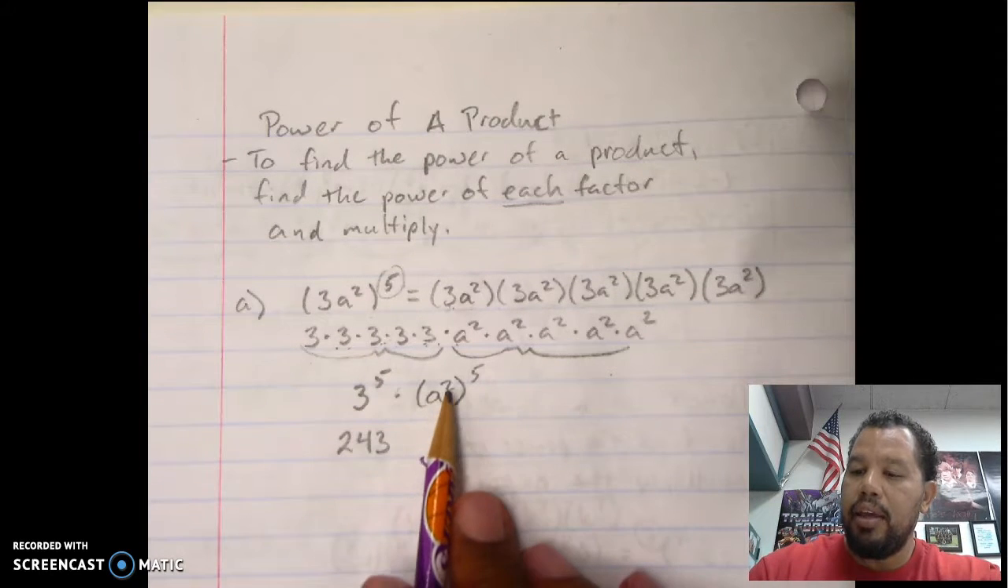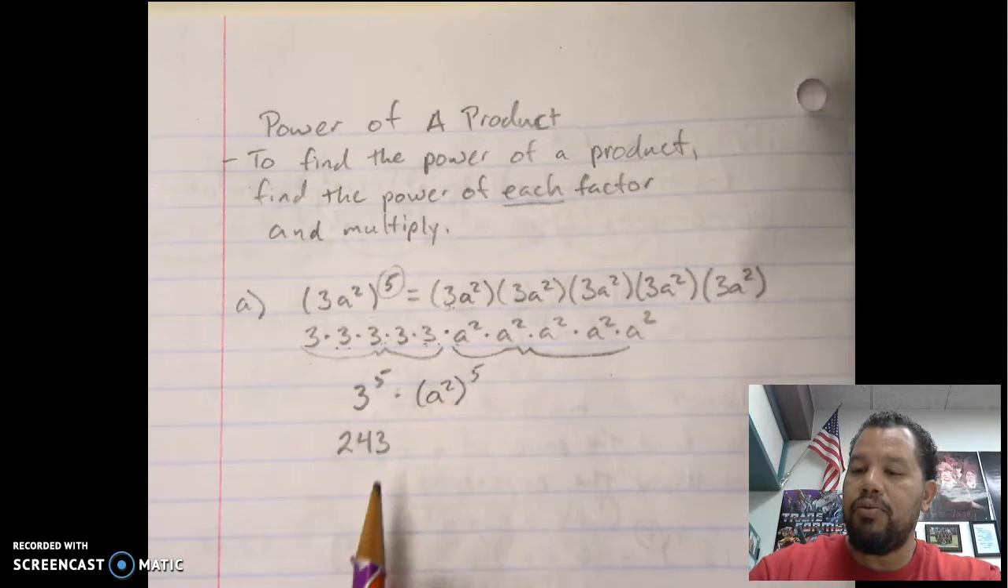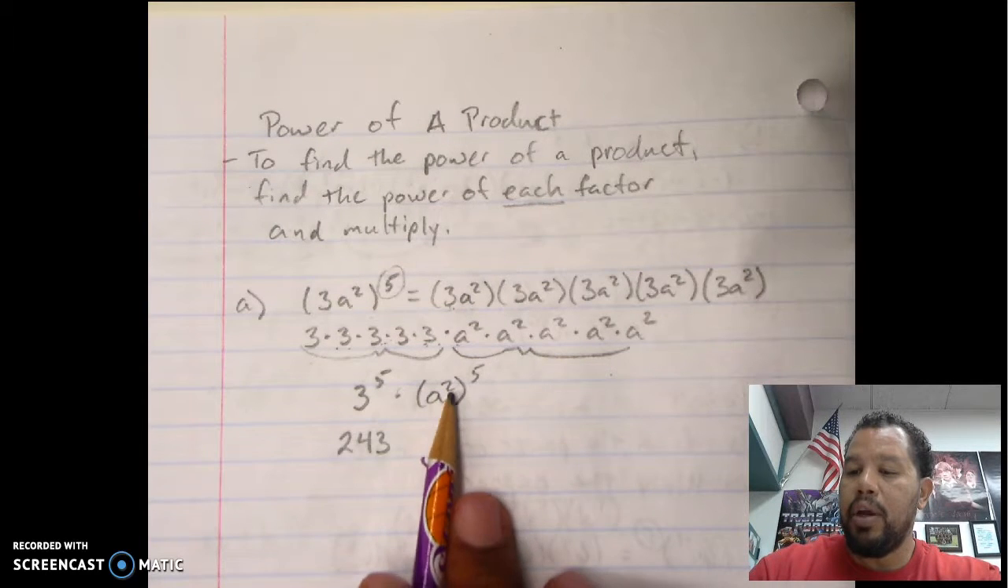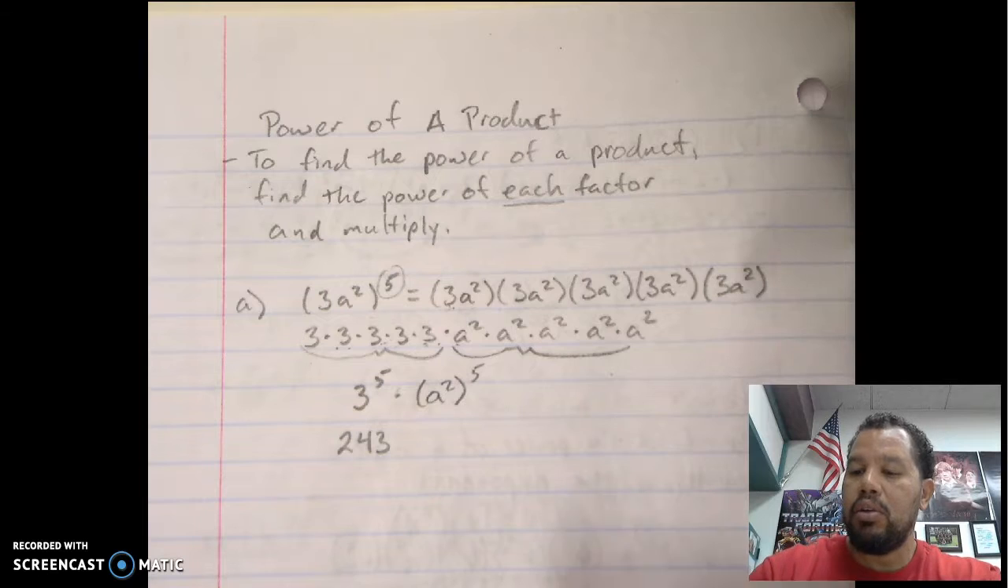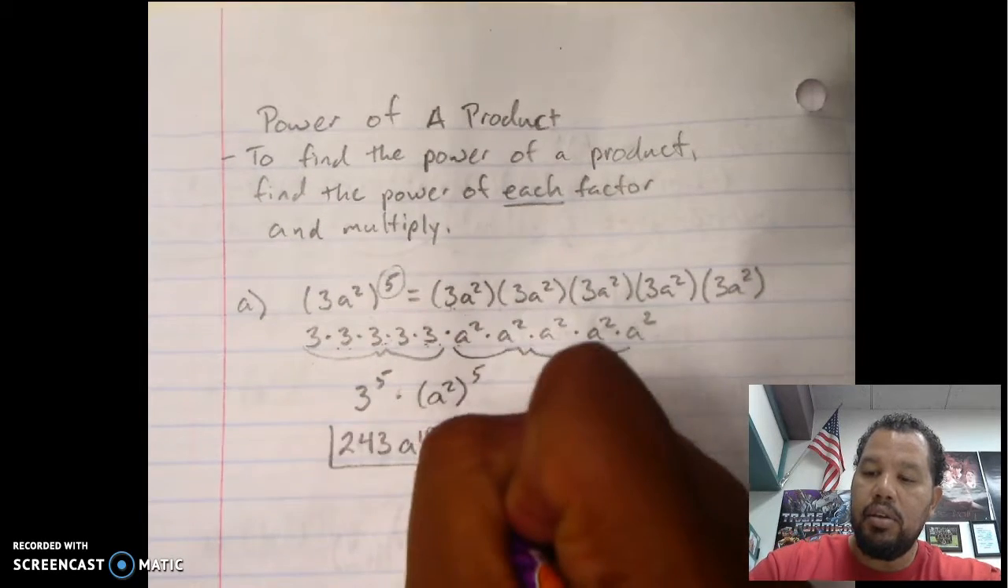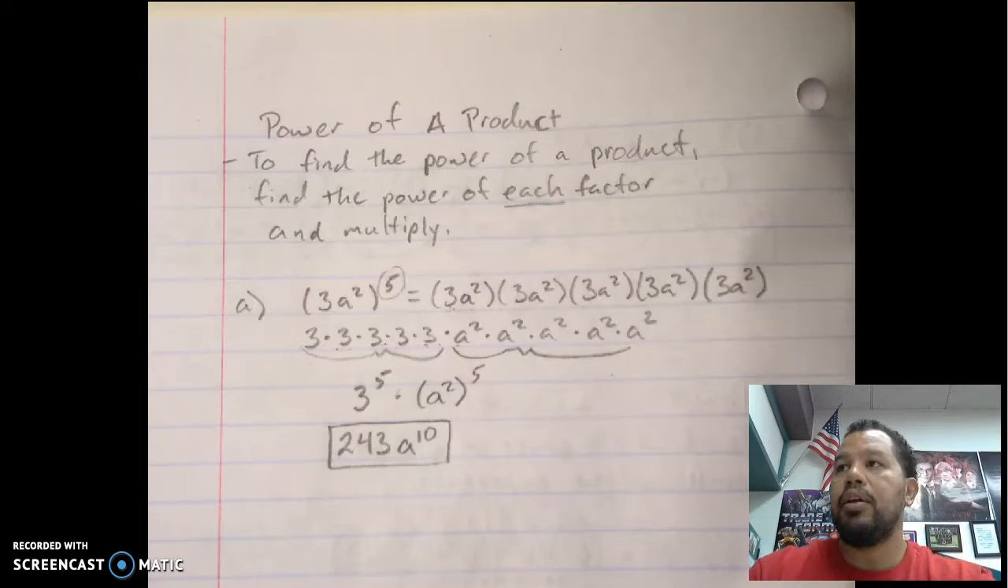Here I have a to the 2nd power raised to the 5th power. And as we learned to do here, if we have a power of a power, we go ahead and multiply those exponents. So we get a to the 10th, and this is our answer right there.